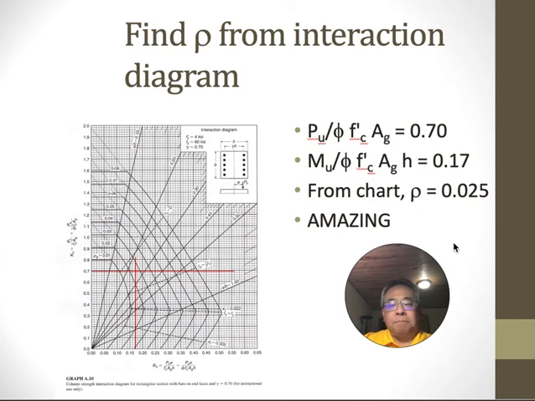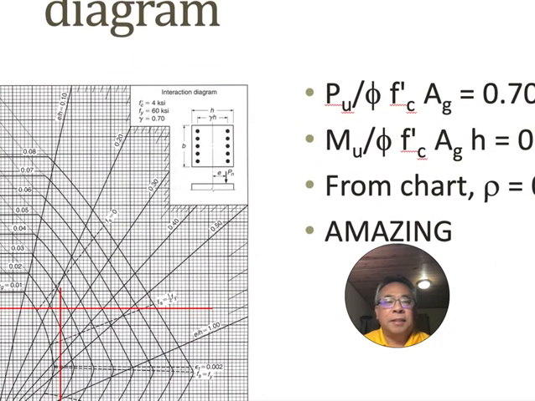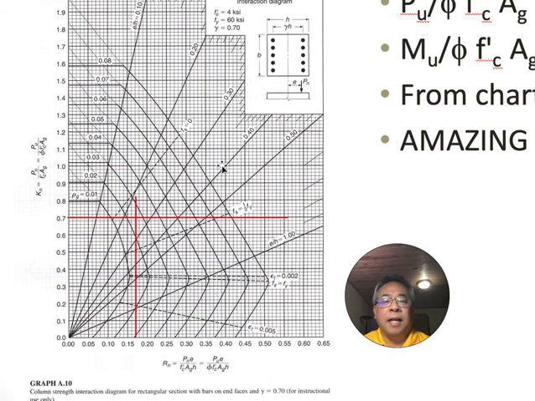And what I did, if you look carefully on this graph, I'm going to zoom, and hopefully I can zoom it back down to fit this VidGrid thing. Let's see how this works. Okay, there. So if you look at the y-axis, it's Pu over phi F'c Ag. And if you look at the x-axis, which is the moment, Pu e over phi F'c Ag h.